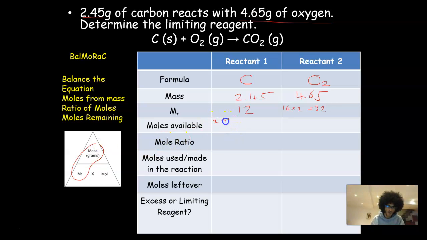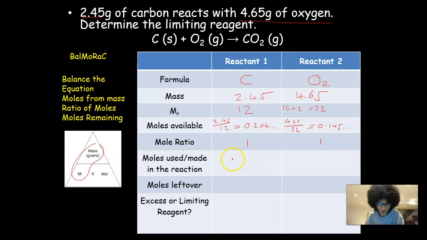So it's 2.45 over 12, and I need to use my calculator here to get this done properly, otherwise I might make a mistake. So 2.45 divided by 12, and that gives me 0.204. When you're doing calculations with this, you want to keep the whole number, but just to write it down in your working, 3 significant figures is fine. And then for this side, to work out the moles, it's 4.65 divided by 32, and that gives me 0.145. And again, the mole ratio is 1-to-1. That makes our life a little bit easier.